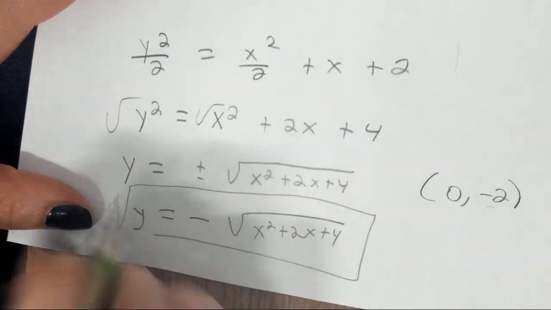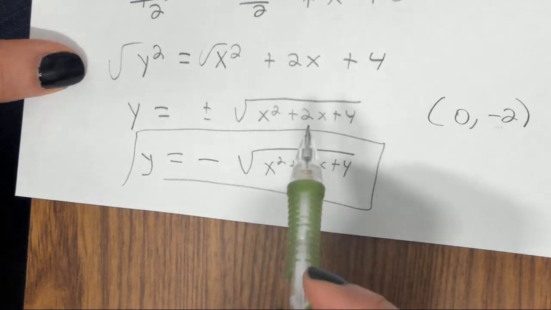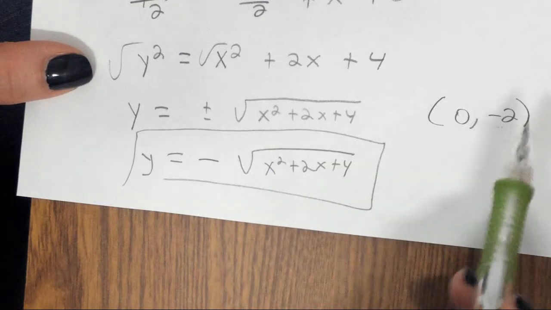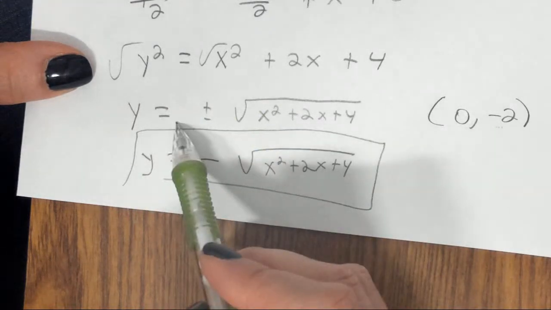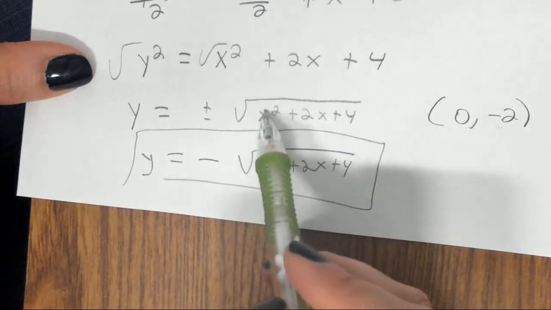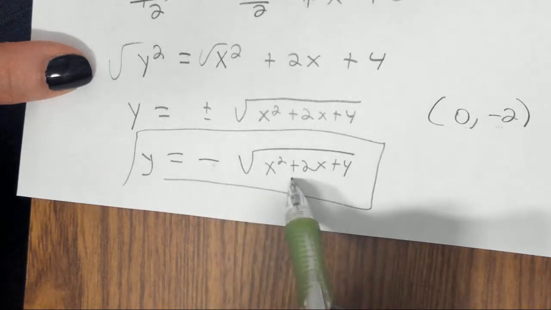And so, final answer. Because we're looking at the solution at this point, I know that y must be negative. So out of the radical, I'll never get a negative. Therefore, the outside must have the negative. Negative, whatever this is.